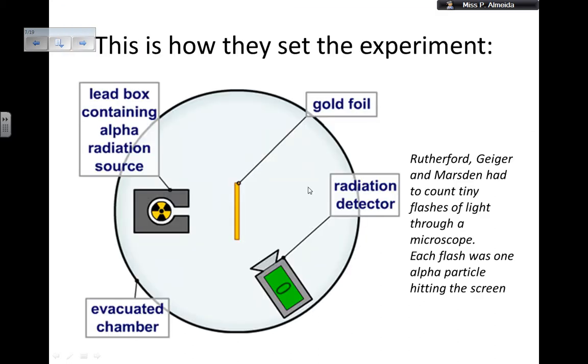So this is how they set up the experiment. This is the source of the alpha particles, and it was in a lead box containing the alpha radiation source, so nothing would come out apart from this part where there is the opening. They had the gold foil, they had a radiation detector that they could move around, okay, and they had an evacuated chamber, okay. So they sent alpha particles, let them go through the gold foil, and then they would move the detector, the Geiger counter, around to check if they're finding anything on the other sides.